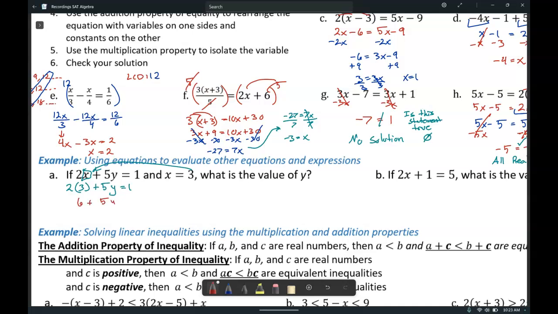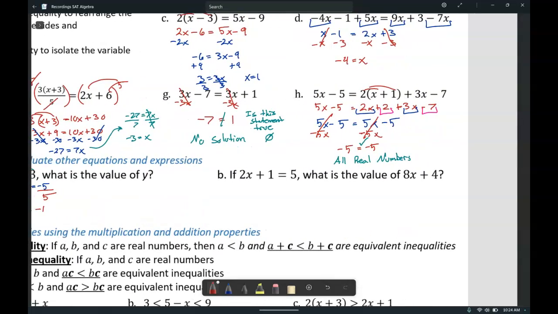6 plus 5y equals 1. We'll use our subtraction property. 5y equals negative 5. And then we'll go ahead and divide. I'm running out of room, so let's rewrite it here. Divide both sides by 5, and we're left with y equals negative 1.